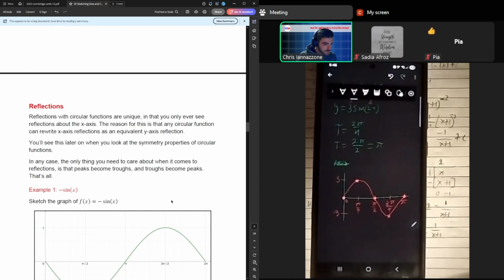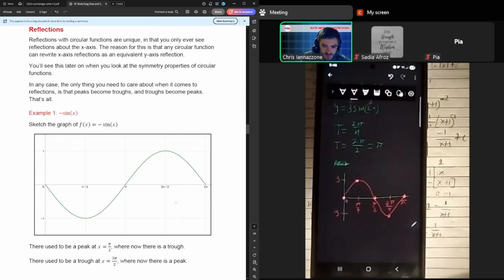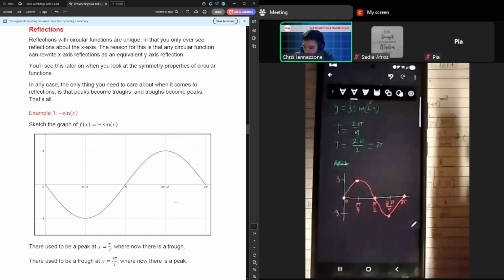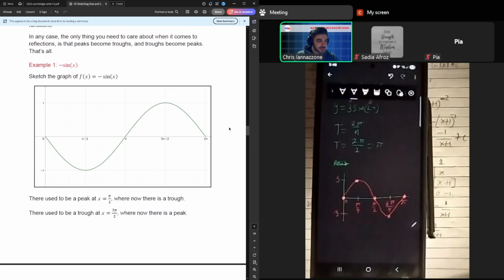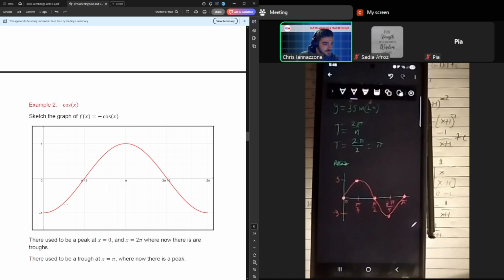Alrighty. Next up, reflections. Reflections work the same way as they always have, where if the negative sign is out the front of the function, it is a flip vertically, so across the x-axis, which is why sine's still going to start at 0 because negative 0 is still 0. But instead of going to a peak, it's now going to go to a trough and then continue the pattern from there. For cosine, same deal. Used to be a peak, now it's going to be a trough.